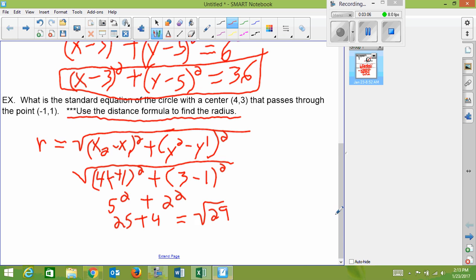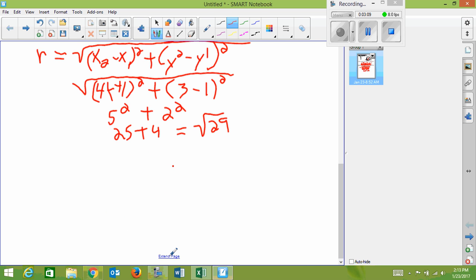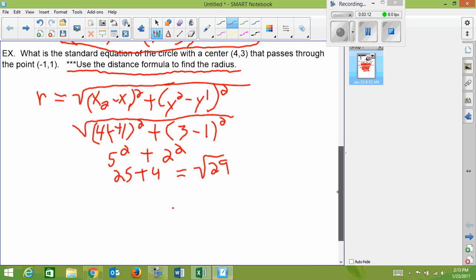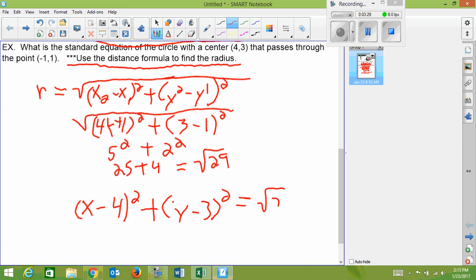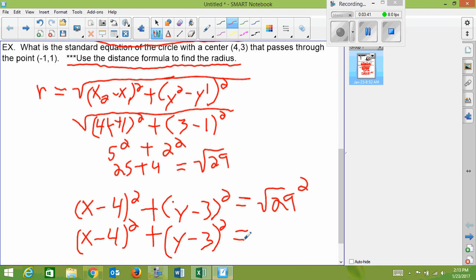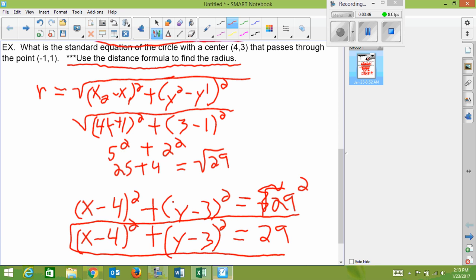And so then if I go ahead and plug that into the standard form, my center again was (4, 3). So I'm going to have (x minus 4) squared plus (y minus 3) squared equals the square root of 29, squared. And then I can actually go ahead and rewrite it again. And remember, when you square a square root, you actually just get rid of the radical symbol. So it would be 29. And there is my equation.